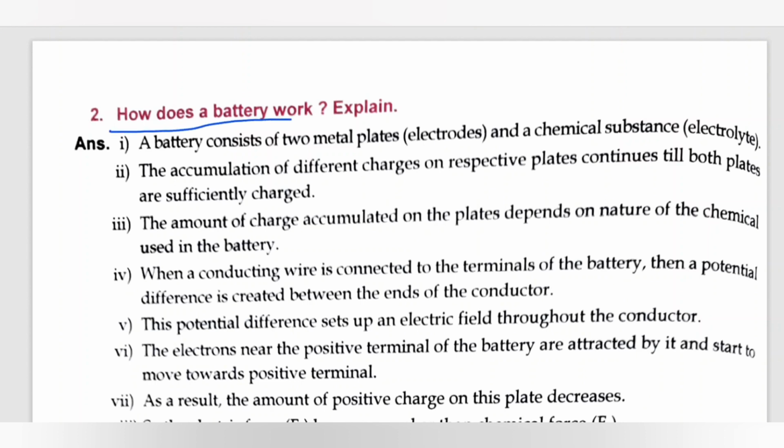How does a battery work? Explain. A battery consists of two metal plates called electrodes and a chemical substance called the electrolyte. So we know a battery will contain two plates. These plates are called electrodes, and there is an electrolyte, a solution between these two metals. You can see here, these are the electrodes and this will be the electrolyte.